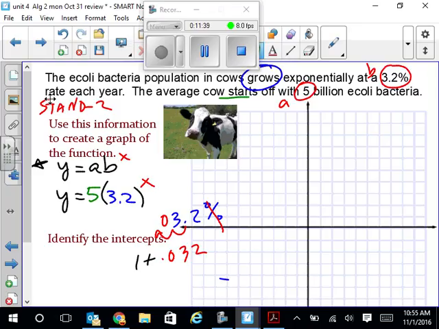0.5. 0.5 is correct. For those who don't know, mark this, please. The number that's out front, the A, is always the y-intercept. The A, I'll repeat it again, is always the y-intercept. And when they write it, they'll write it as an ordered pair. They won't just write the 5.